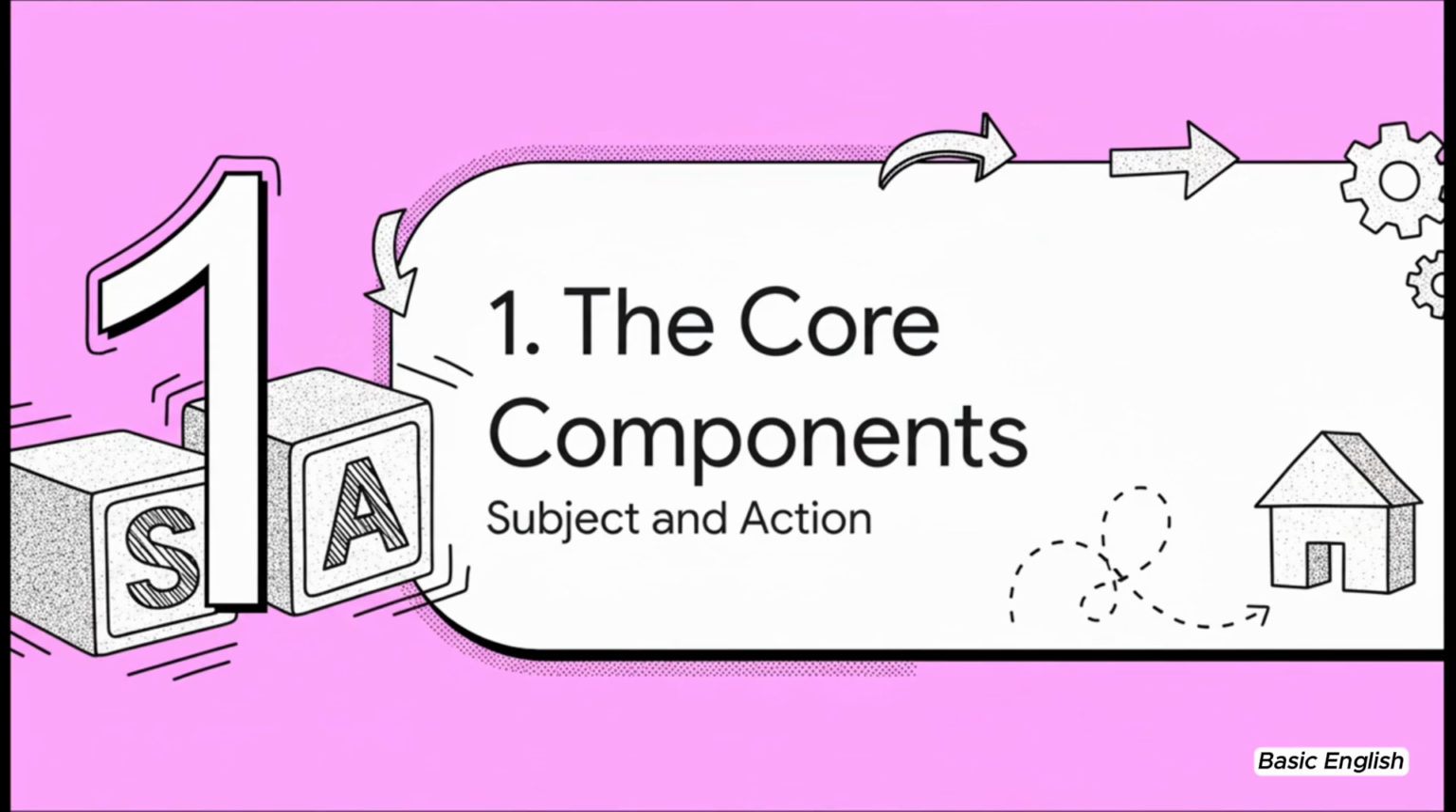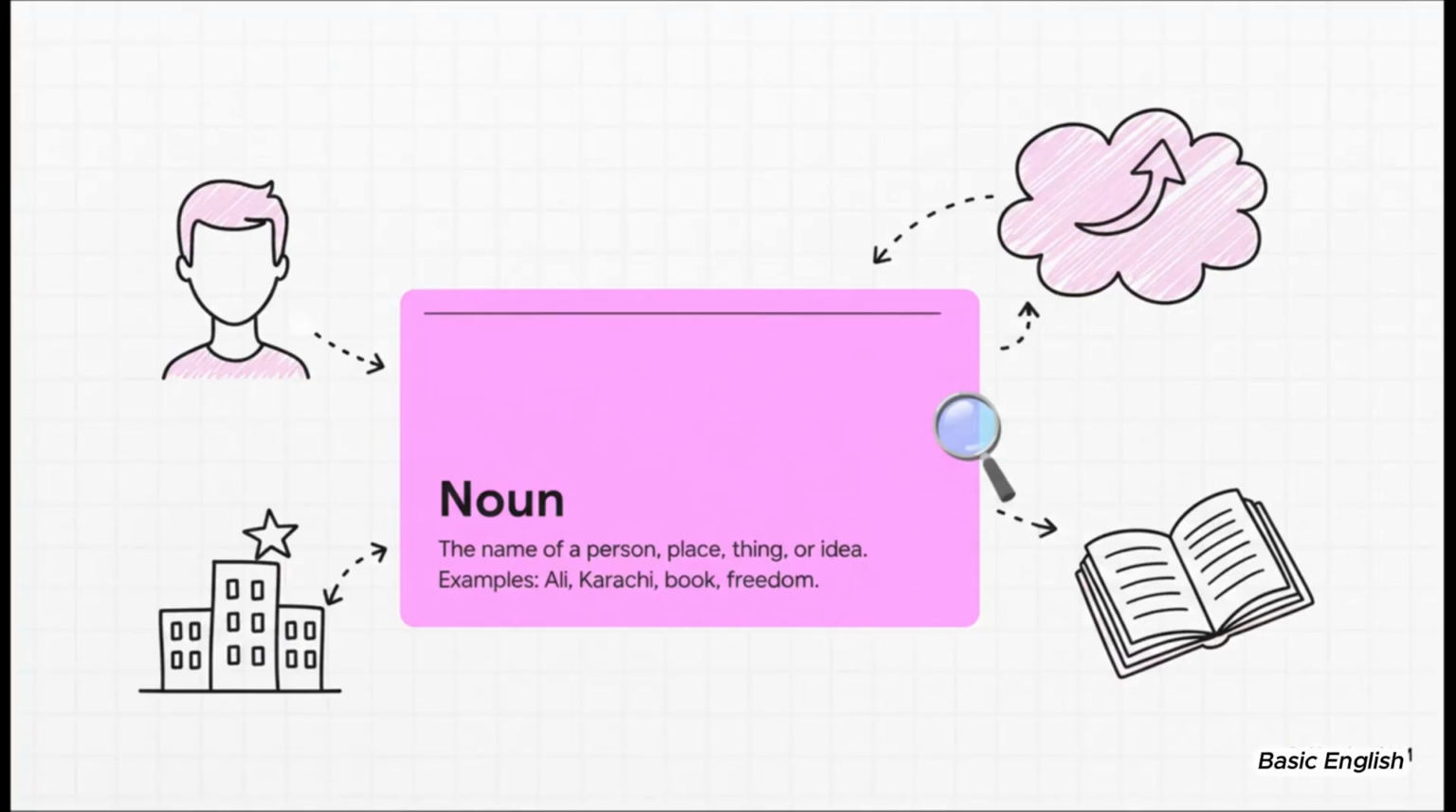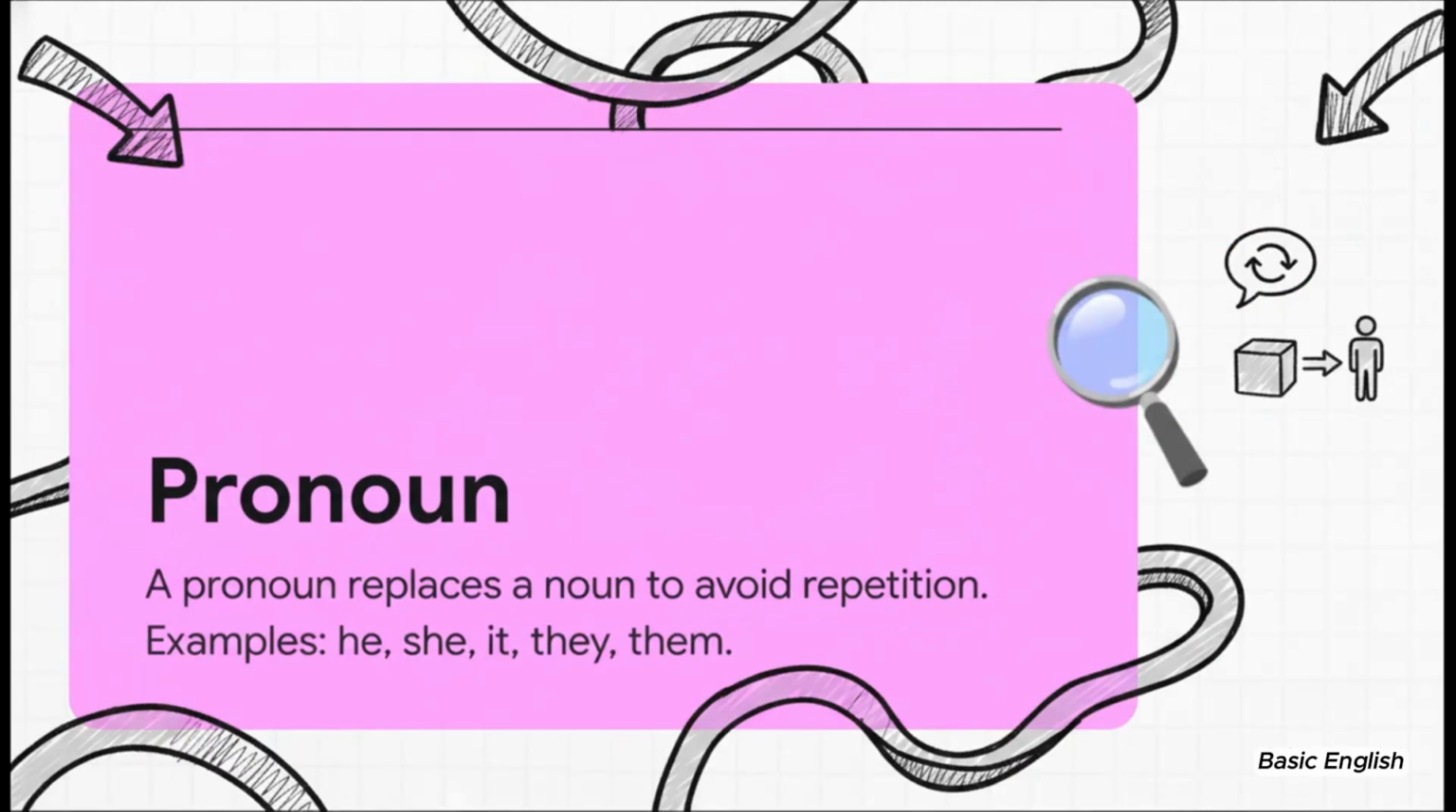Okay, let's kick things off with the absolute essentials. I'm talking about the core components, the blocks that give a sentence its subject and its action. You know, the stuff you just can't do without if you want to make a complete thought. First up, we've got the noun. It's really simple. Nouns are just naming words. They tell us who or what a sentence is all about. Could be a person, like Ali, a place, like Karachi, a thing, like a book, or even a big idea like freedom.